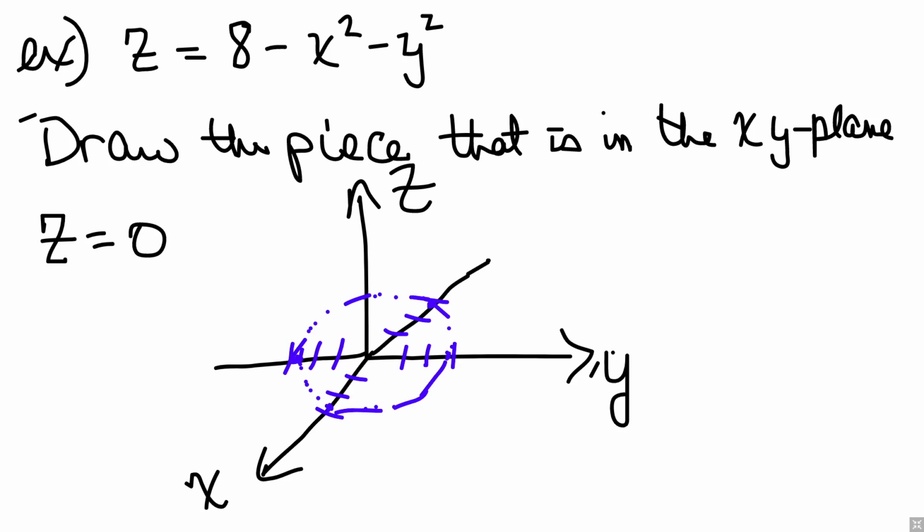Now, if x and y are 0, that makes z what? It makes z 8. Okay, so here's 8 up here.